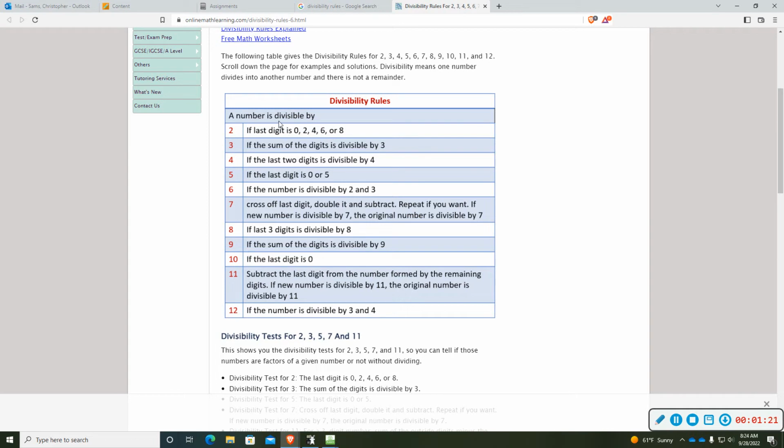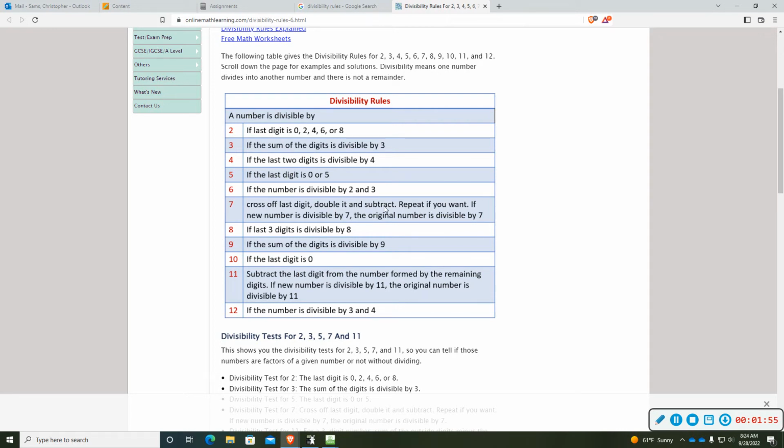If the last digit ends in 0, 2, 4, 6, or 8, even, it is divisible by 2. If the sum of the digits is divisible by 3, then so is the number. If the last two digits are divisible by 4, then so is the number. If the last digit is 0 or 5, it's divisible by 5. If it is divisible by 2 and 3, then it's divisible by 6. And then 7, I will have to show you that one.